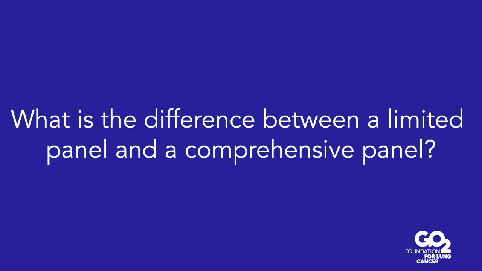So now to the question. What is the difference between a limited panel and a comprehensive panel, and what should we be looking at? That's a great question. I think this is probably the most critical question you've asked so far: what's the best way to find out the genomic underpinning of the tumor? And this is one of the most fascinating fields right now, optimal ways to test.